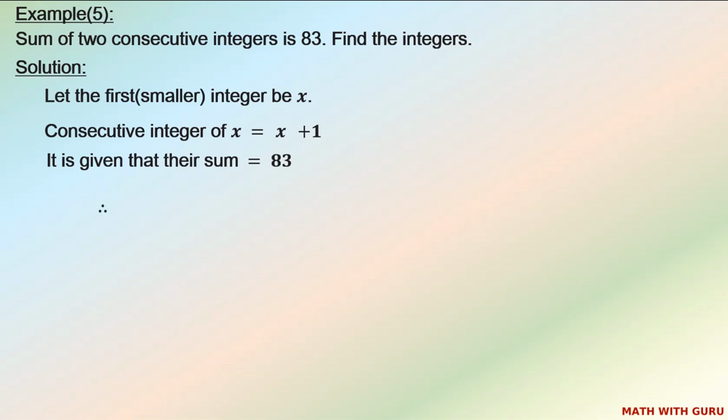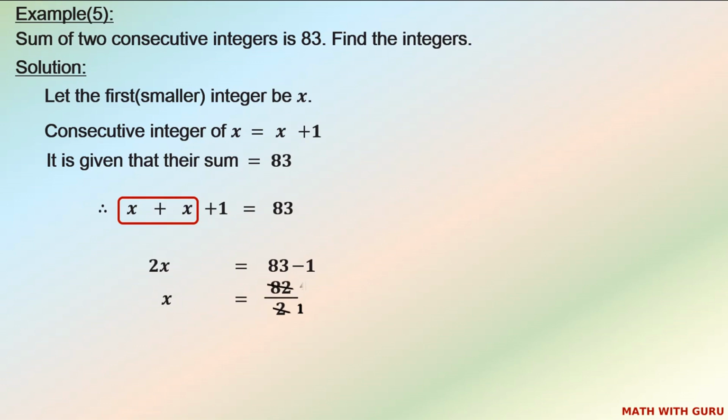Therefore, let us frame the equation like this. x, first integer, plus x plus 1, second integer, equals 83. Let us solve this linear equation. x plus x equals 2x, plus 1, equals 83. Bring 1 to the right hand side, it becomes negative. 2x equals 82. x equals 82 divided by 2.